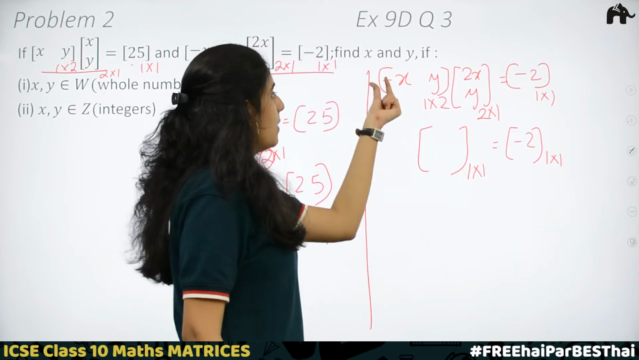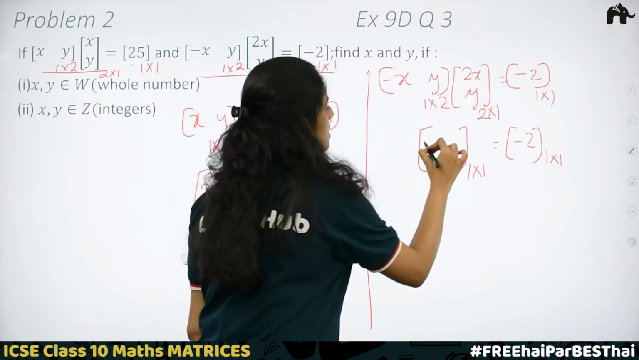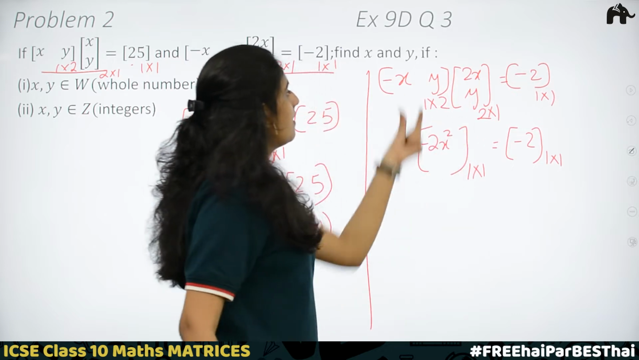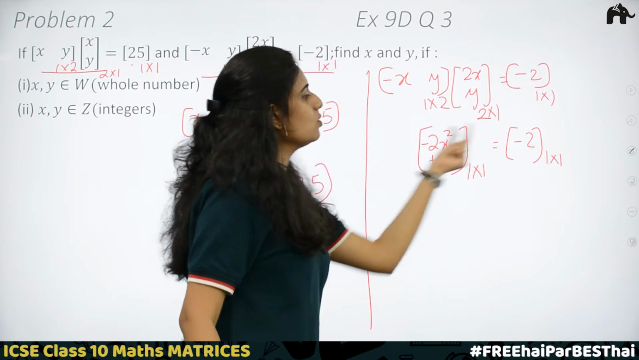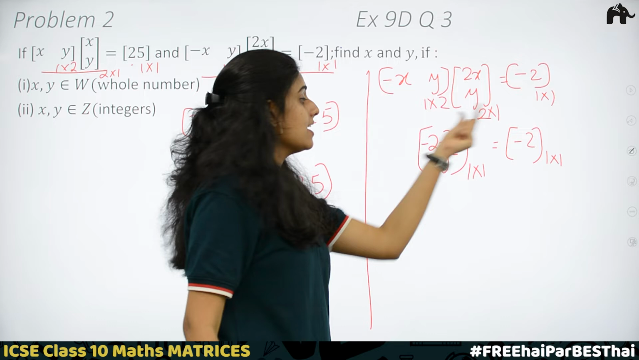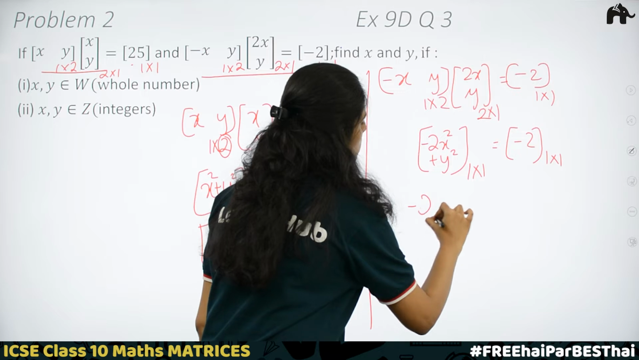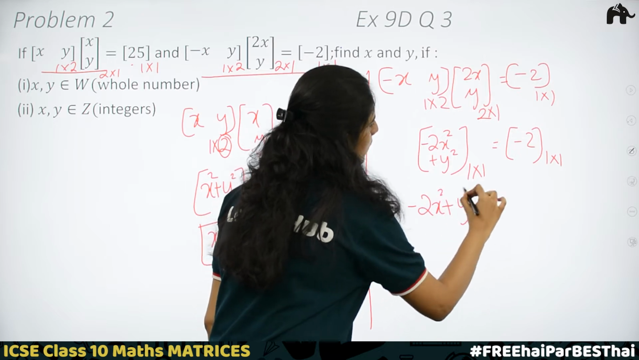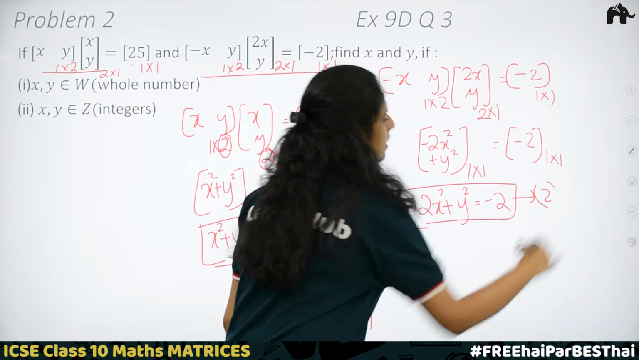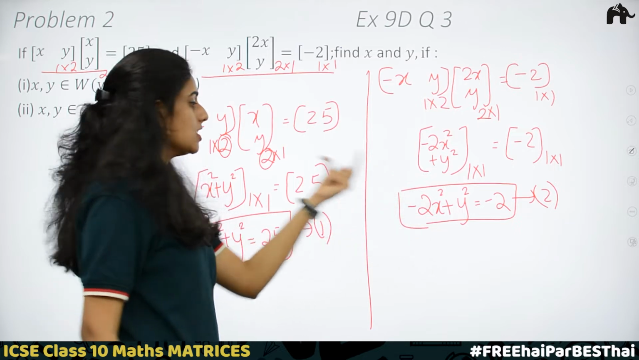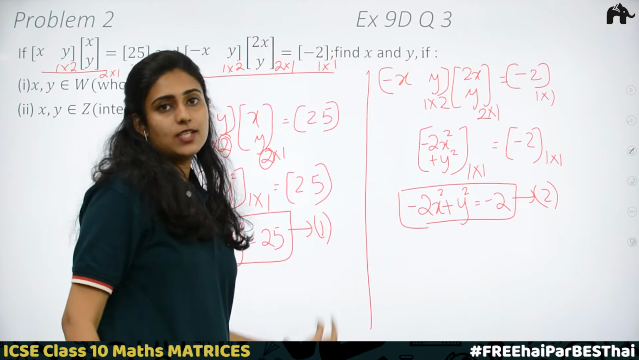Now, what are the elements? Multiplying the first elements, minus x into 2x is minus 2x square. Second elements: y into y is y square, so plus y square. These two matrices are equal. They are of the same order. Then the corresponding elements are also equal, which means minus 2x square plus y square is equal to minus 2. This is our equation number 2. We have the first equation and the second equation. These are equations with variables x and y. Okay. Comparing these equations, we can find x and y.